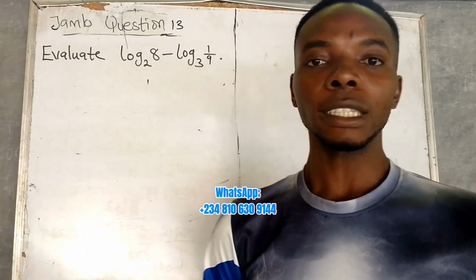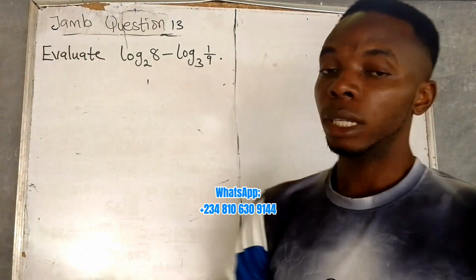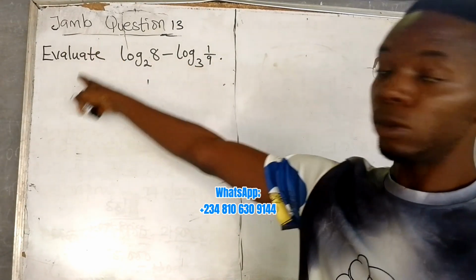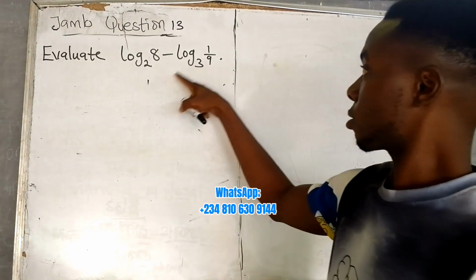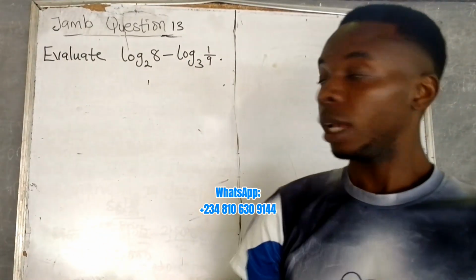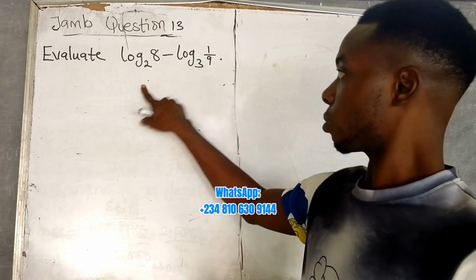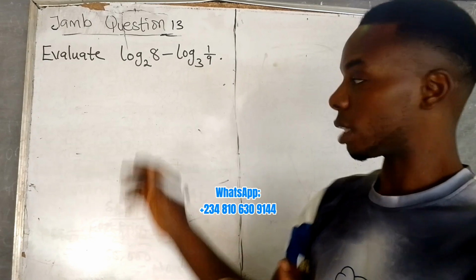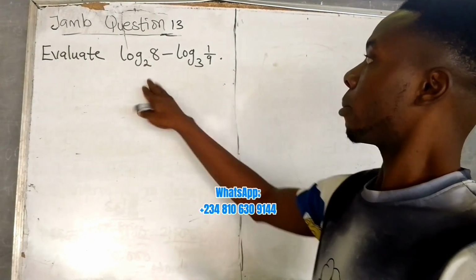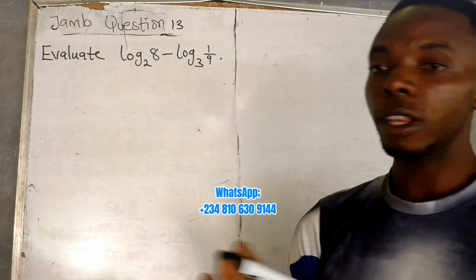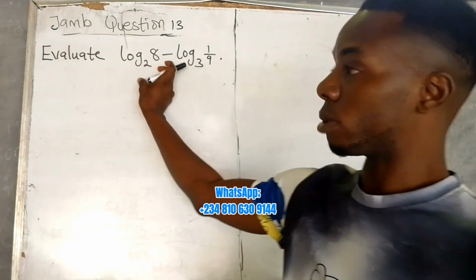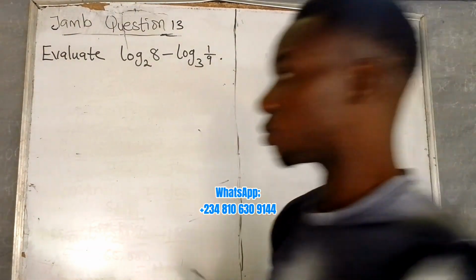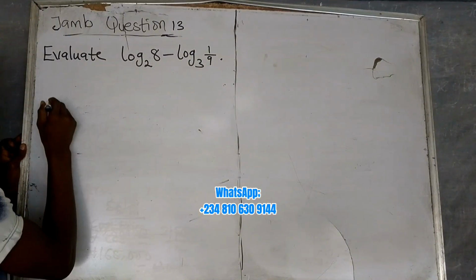This question is on logarithm. The question says: evaluate log₈ base 2 minus log₁/₉ base 3. If you look at the question, you find out that log₈ base 2 and log₁/₉ base 3 do not have the same base. So we will solve them individually instead of solving them together. Had they had the same base, we could have solved them at the same time by saying 8 divided by 1/9, which is the law guiding logarithm. But here we solve them individually.